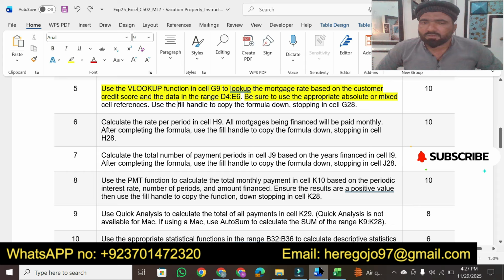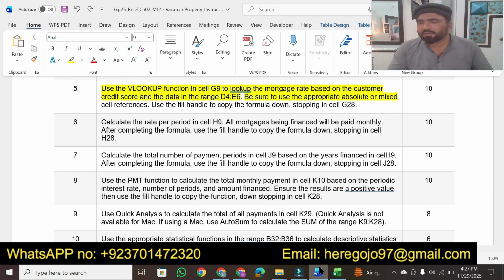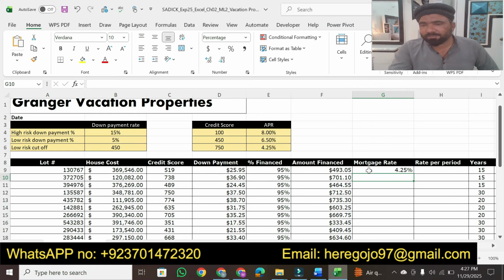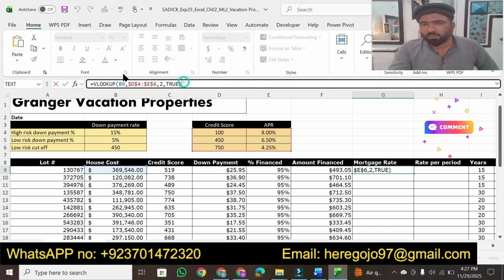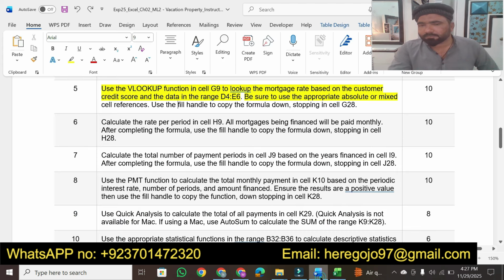In question number 5 we have to use the VLOOKUP function in cell G9 to look up the mortgage rate based on customer credit score and data in the range D4 to D6. Here it is mentioned D4 to D6. That's why we just select that D4 to D6 here. Then 2 because we have to use APR. Then be sure to use absolute or mixed cell reference.